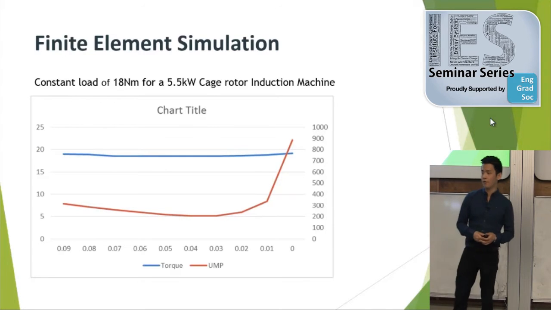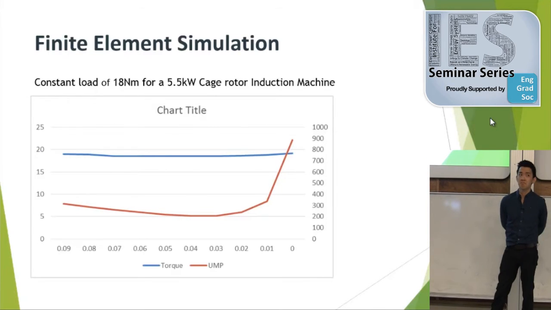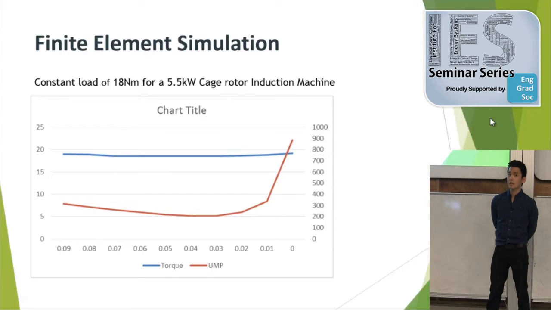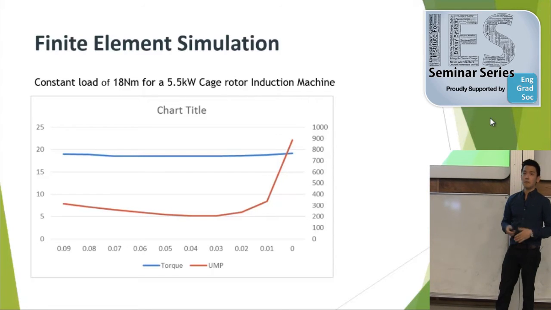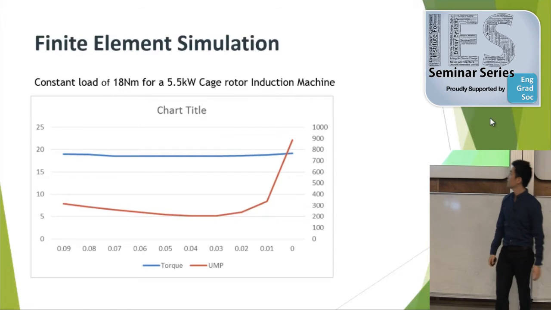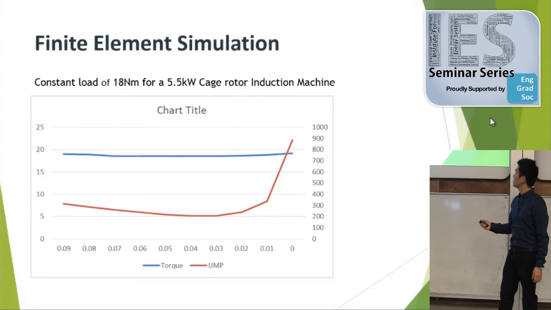After that, I did an analytical calculation first, and put it into the finite element simulation to check whether the force can really be reduced or not. From here, for a constant load of 18 Newton meters, we can see that the load is constant throughout the slip.